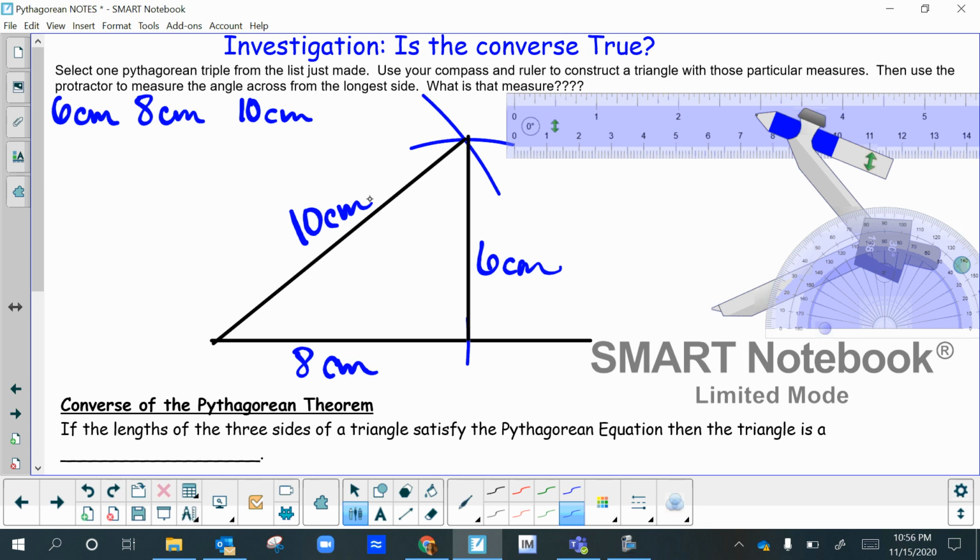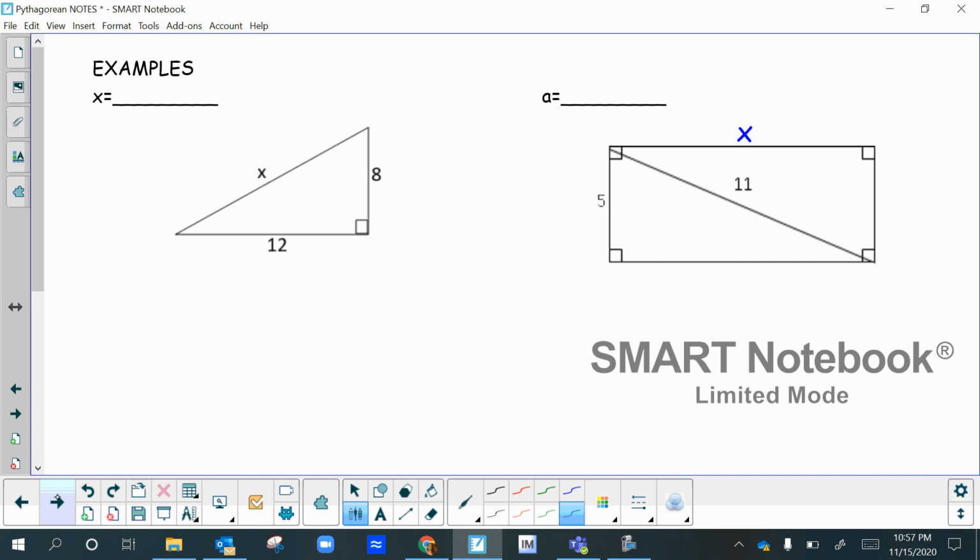So if the lengths of the three sides of a triangle satisfy the Pythagorean equation, then the triangle is a right triangle. Okay, so you'll have to know that. So if they satisfy the Pythagorean theorem equation, then it has to be a right triangle. There's no other way around that.